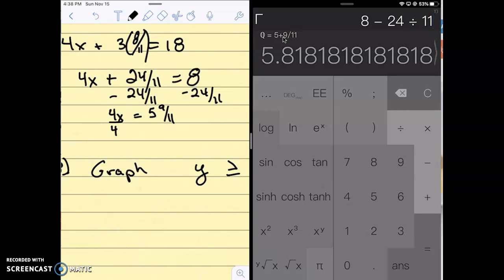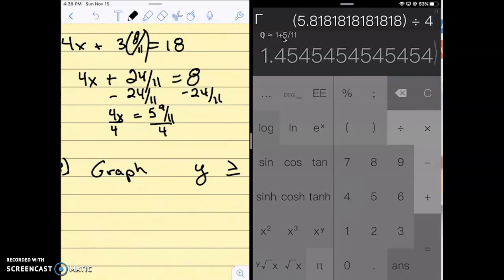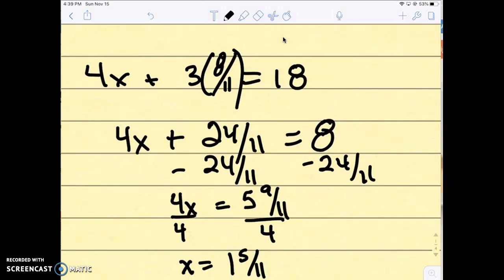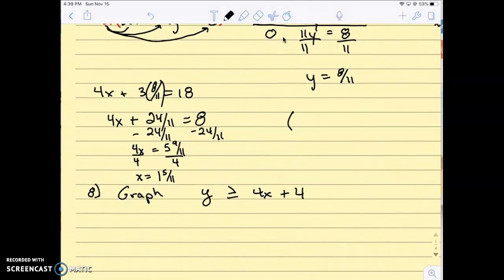Now we're going to divide both sides by 4. In your calculator, you need to hit enter first and then divided by 4. And your final answer is x is 1 and 5/11. Okay? So that's how you're going to do this. Let's look at our answer and make sure we write our answer as a final. We have 1 and 5/11 and 8/11. This is x and this is y. There you go.